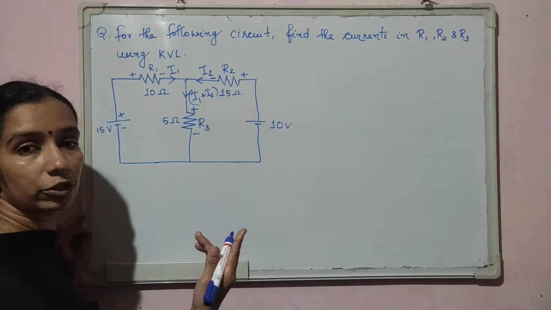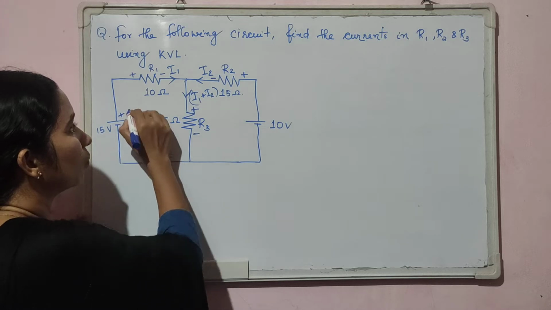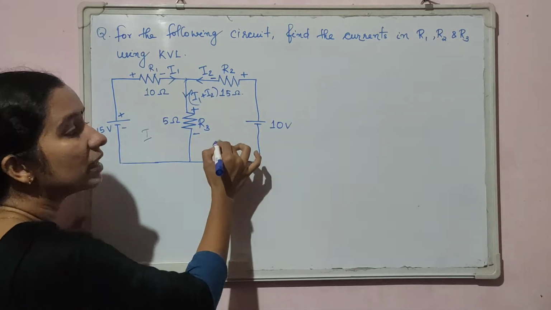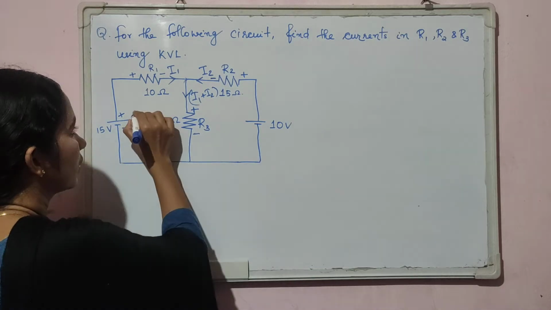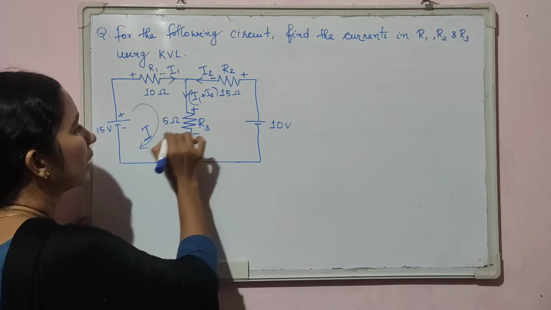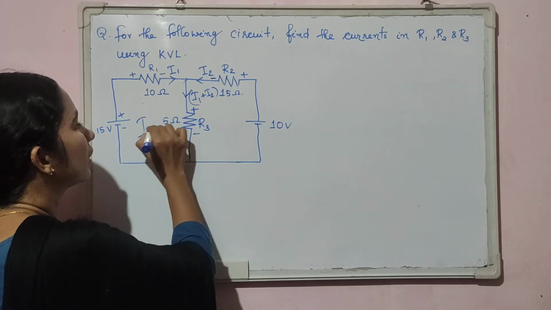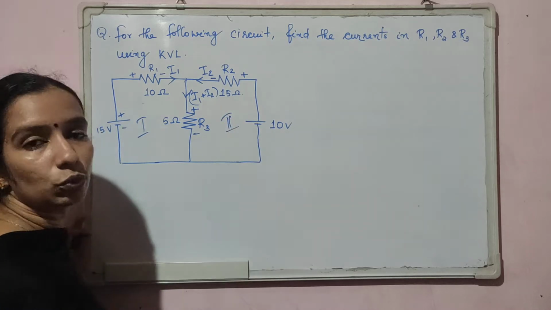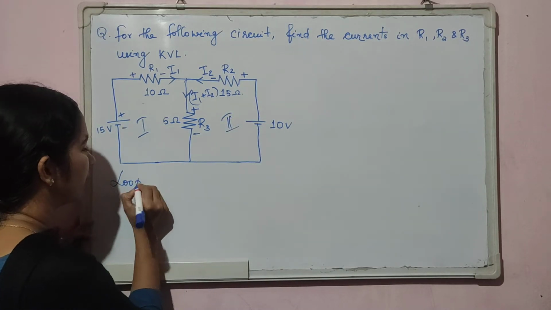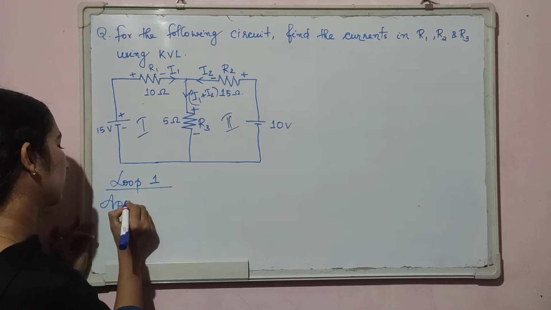So here we need to consider two meshes or loops. This one is the first loop, and this one is the second loop. So this is loop 1, and this is loop 2. Now consider loop 1 and apply KVL to loop 1.